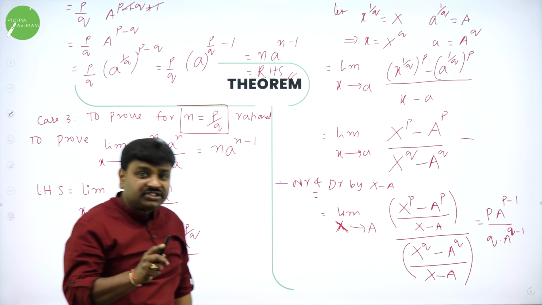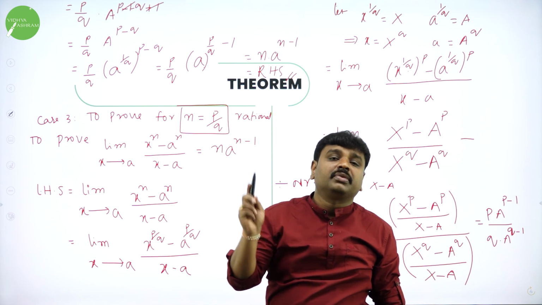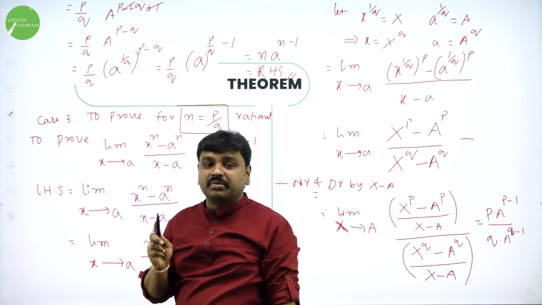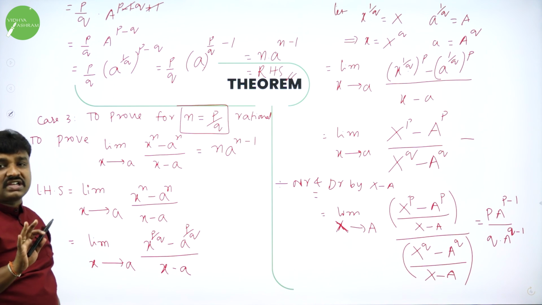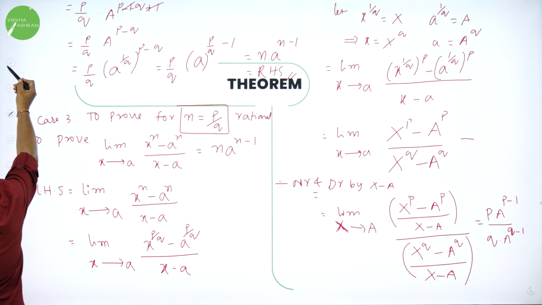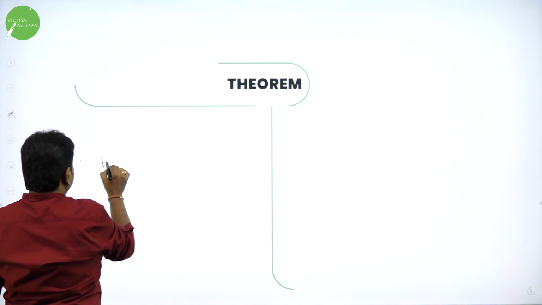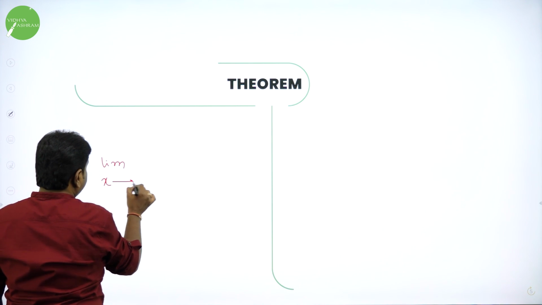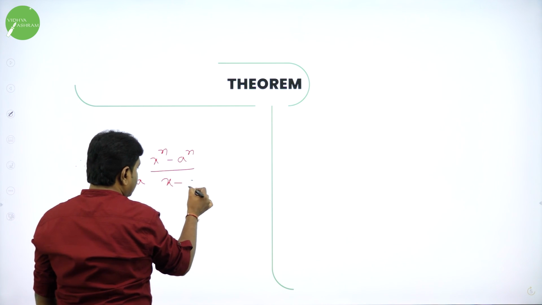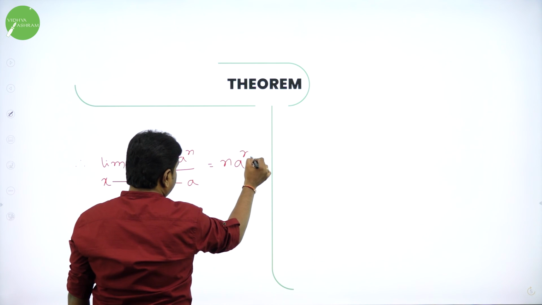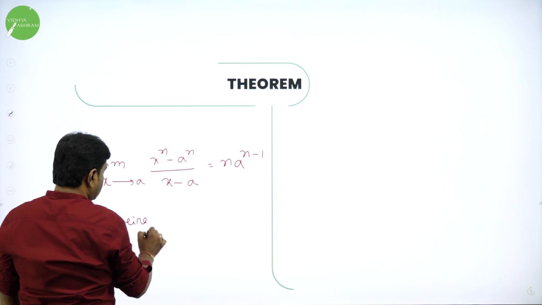What is the theorem? Limit x tends to a, (x^n minus a^n) divided by (x minus a) is n into a^(n minus 1). It is true for all the rational numbers. Hence the proof. Therefore, limit x tends to a, (x^n minus a^n) divided by (x minus a), I can write it as n into a^(n minus 1), n being a rational number.